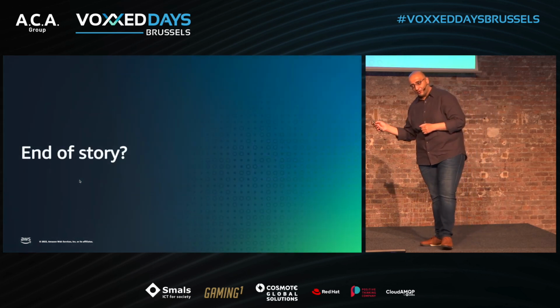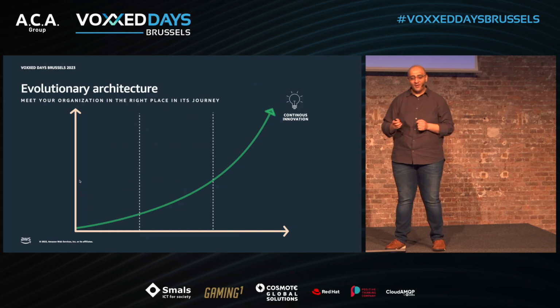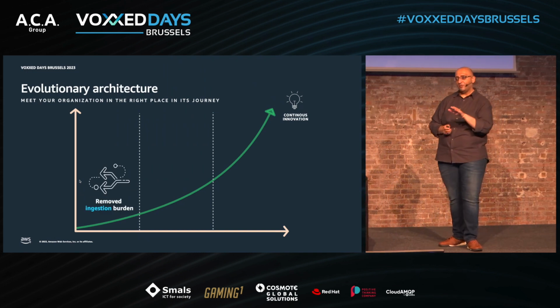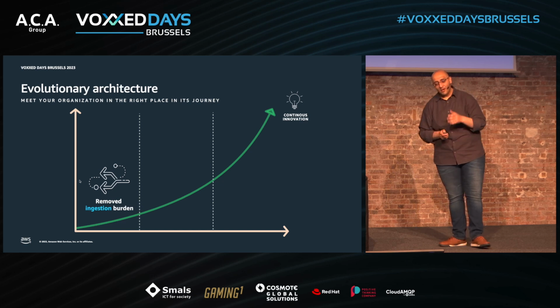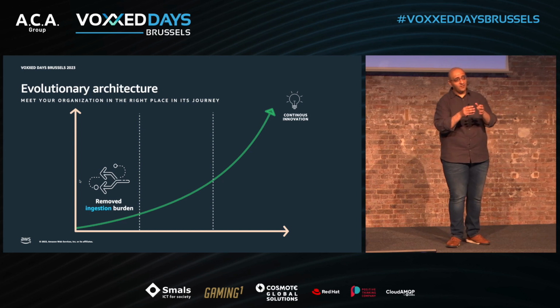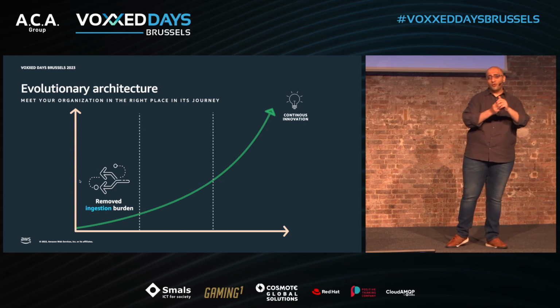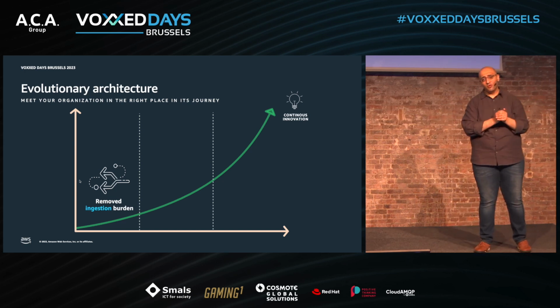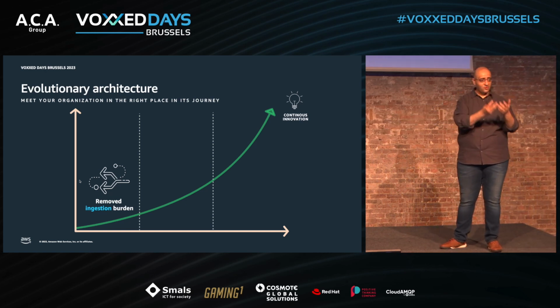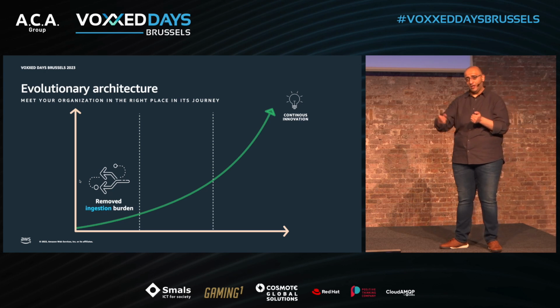Right, is this the end of the story? Well, we have seen an evolutionary architecture, and now we can put some other names on top of those steps, right? We've removed the ingestion burden as a first step, because that's the thing that's going to drive people to look for alternative data sources or alternative platforms all across your organization and lead to this questionable experience for insights.